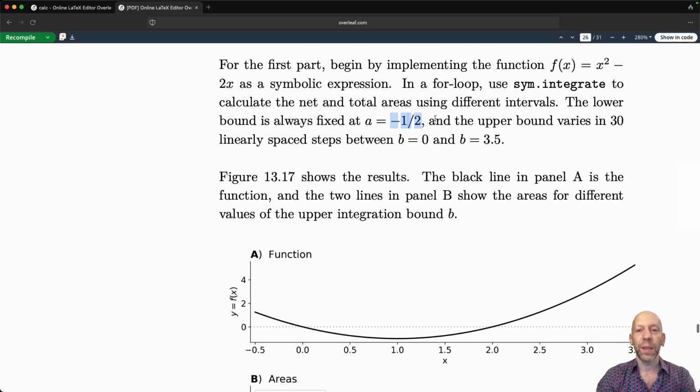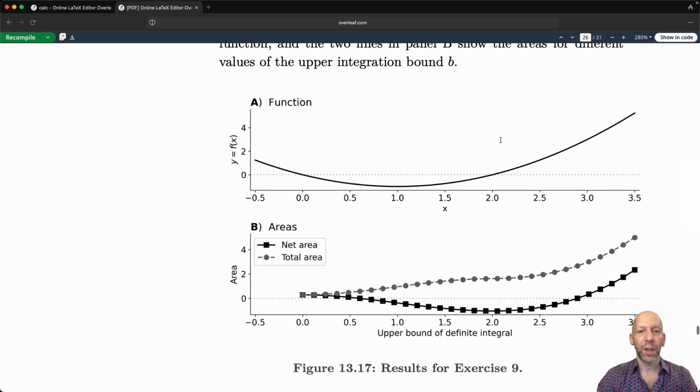So I hope that makes sense. Basically, you're going to calculate the definite integral 30 times, each time in a for loop. Each time, the lower bound of integration is the same, minus 1/2, and the upper bound of integration will change. It's going to start off at the beginning of the for loop at 0, and by the end of the for loop, it's going to be an upper bound of 3.5. And then here you can generate this figure.